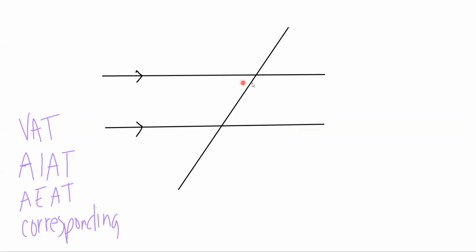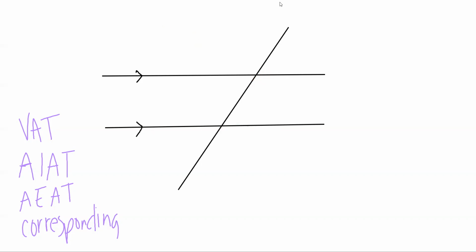Alternate interior, so I'm inside the parallel lines, but on opposite sides of the transversal. So alternate interior angles means that an angle right here and here would be congruent, inside the parallel lines, but on opposite sides of the transversal. And then we have alternate exterior, so outside the parallel lines, on alternate sides of that transversal. And then corresponding angles means they're in the same relative position. So this angle is in the same relative position as this angle, so those angles would be congruent.